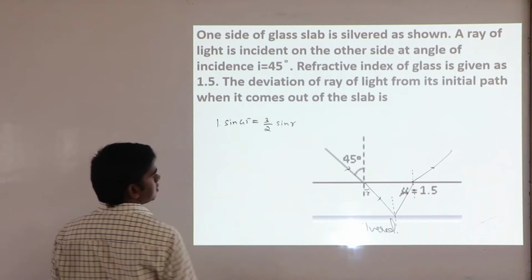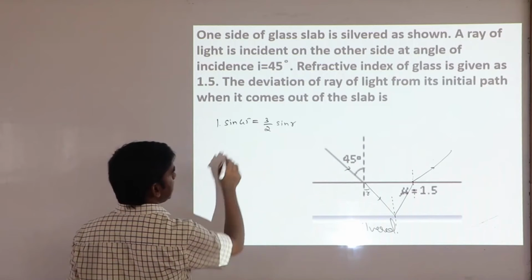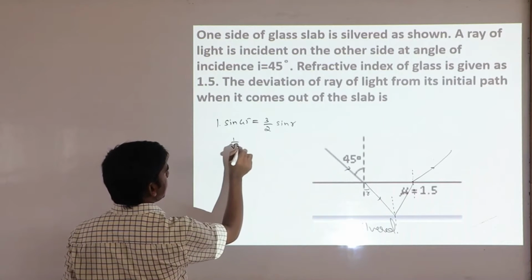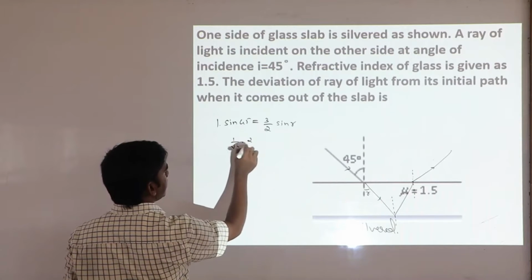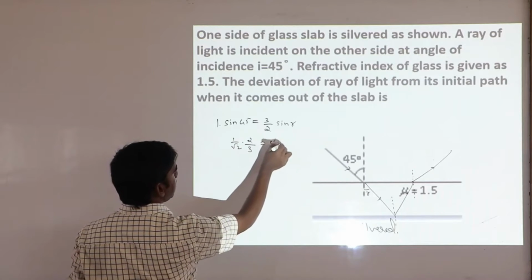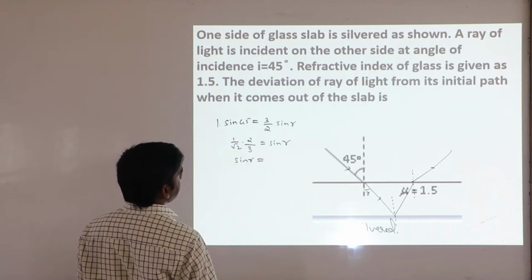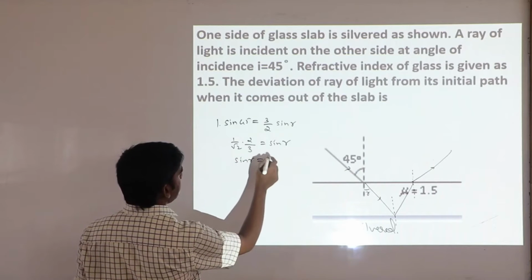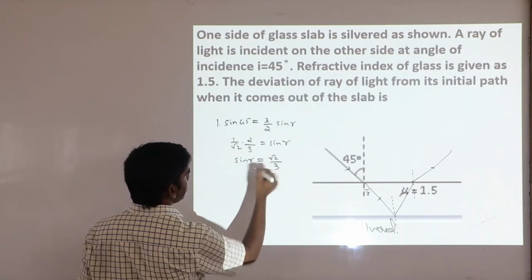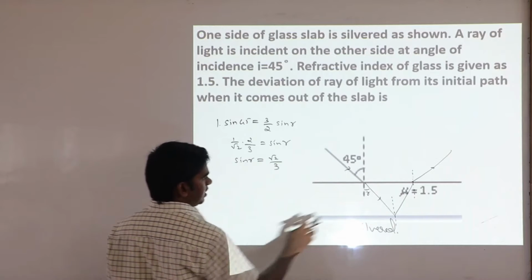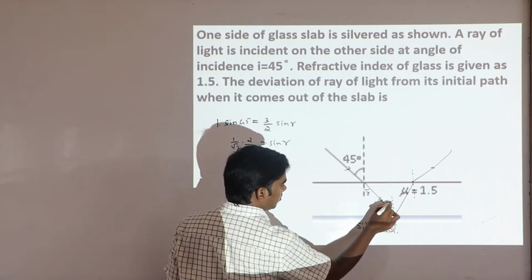Okay. So sine 45 is 1 by root 2. 1 by root 2. So this will take on this side. So 2 by 3 equals sine r. So sine r equals what you will get? You will get sine r equals root 2 by 3. Okay. Now if this is r, this is also going to be r.